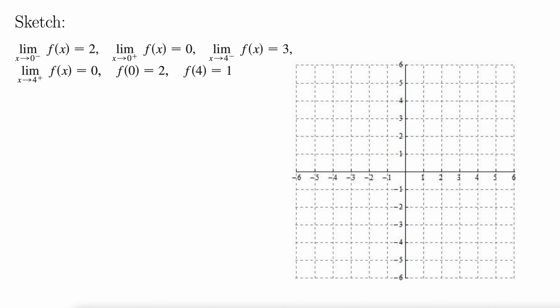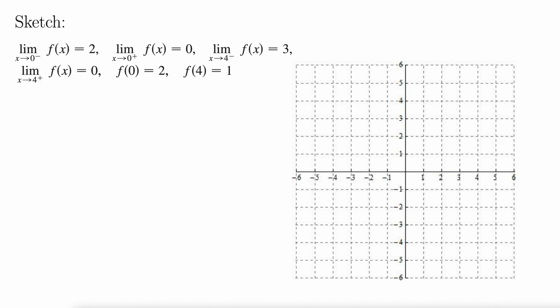Here's one for you to try. Sketch a graph with all these conditions. We have the limit as x goes to 0 from the left is 2, x goes to 0 from the right is 0, x goes to 4 from the left is 3, x goes to 4 from the right is 0, f of 0 equals 2, f of 4 equals 1.